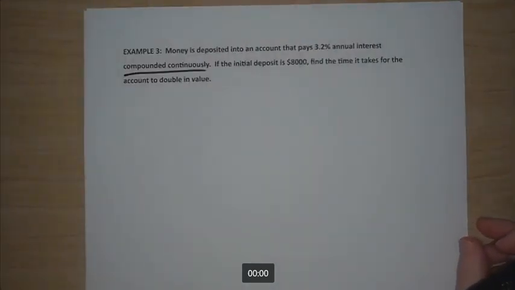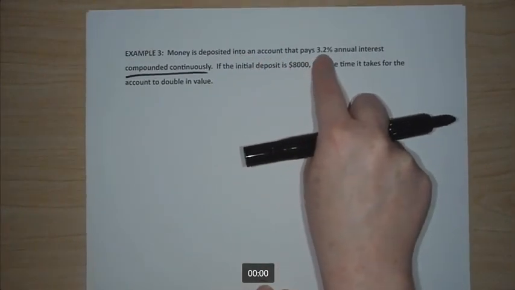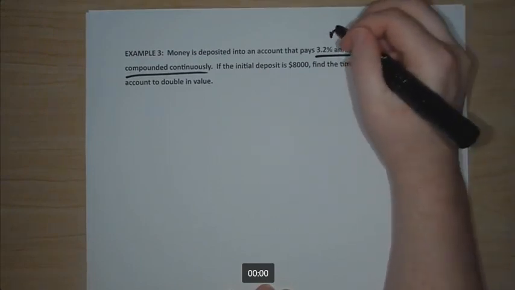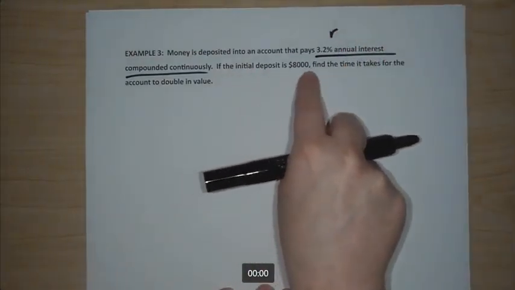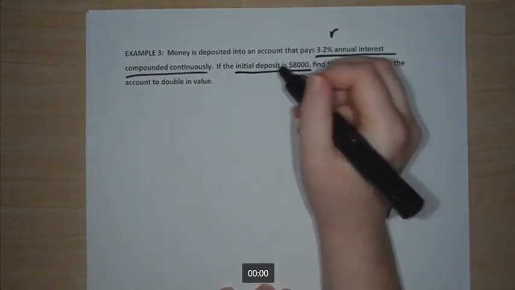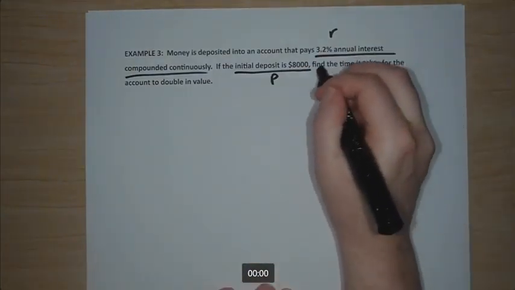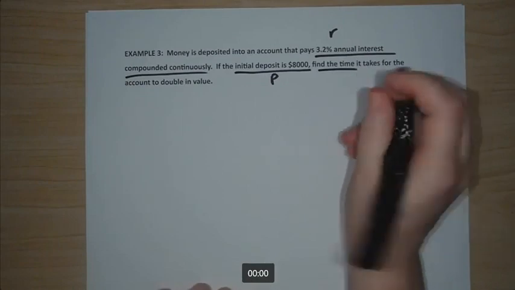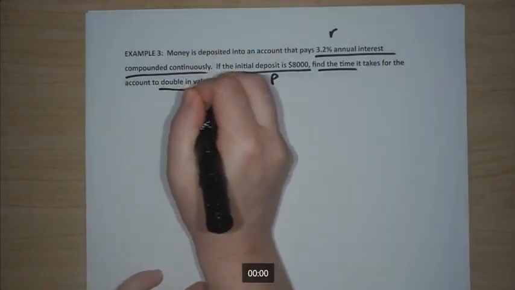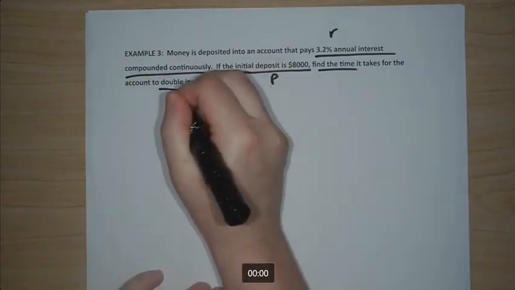So we notice that we have money that's deposited into an account that pays 3.2% annual interest. So this right here is our r. If the initial deposit is $8,000, so our initial deposit, that's our P or our starting amount. And we want to find the time, so we're going to be looking for t. It takes for the account to double in value. So double in value is going to be our A.